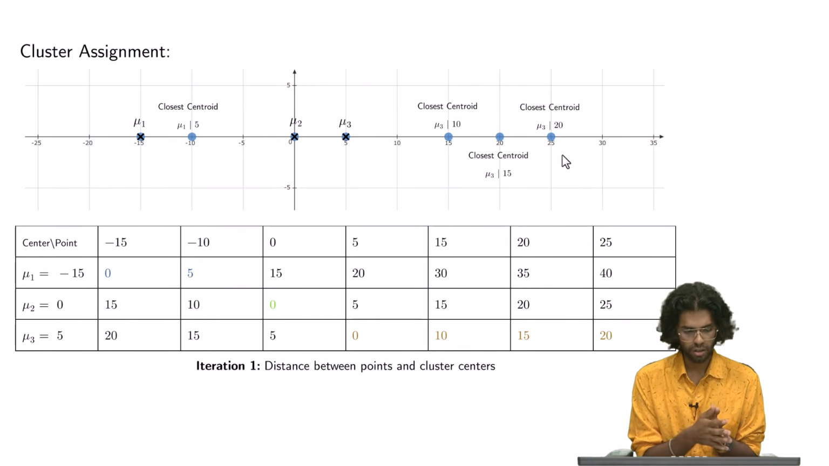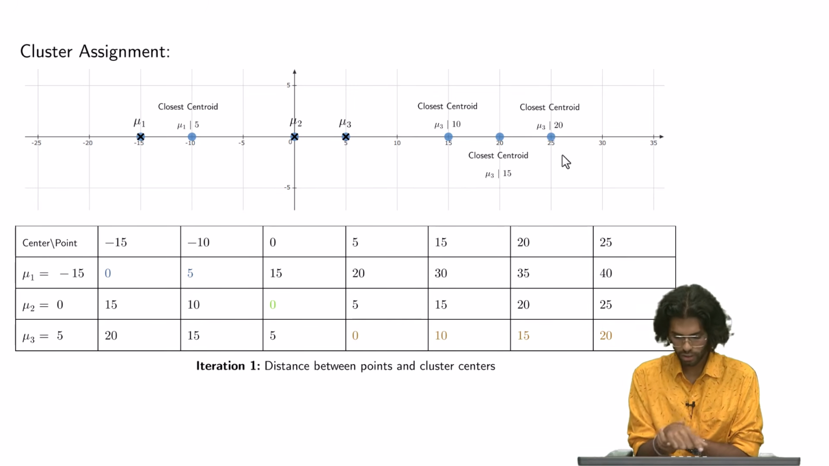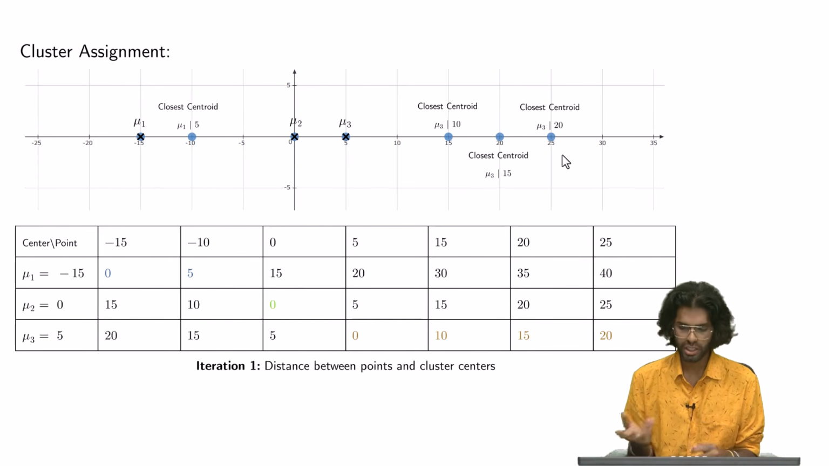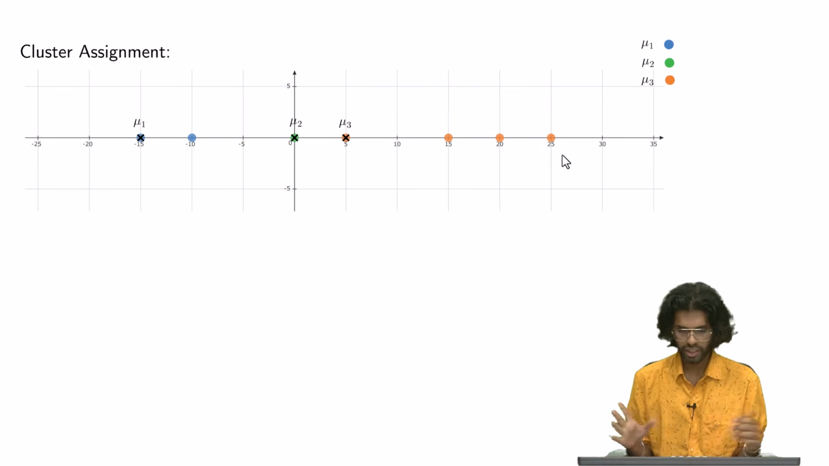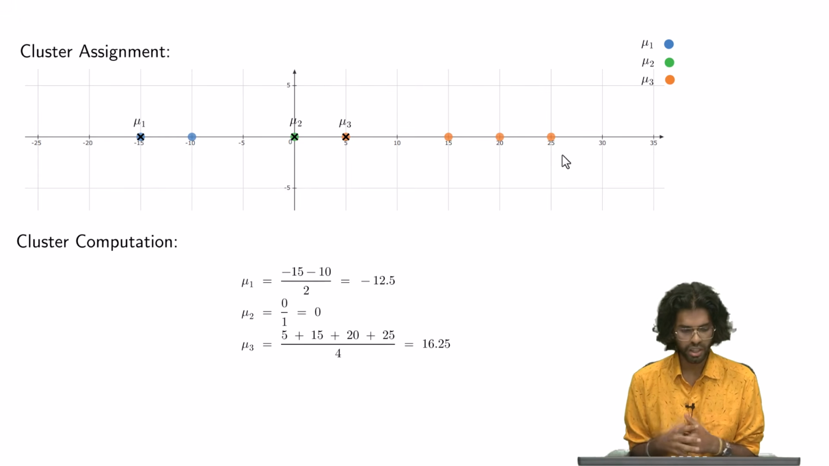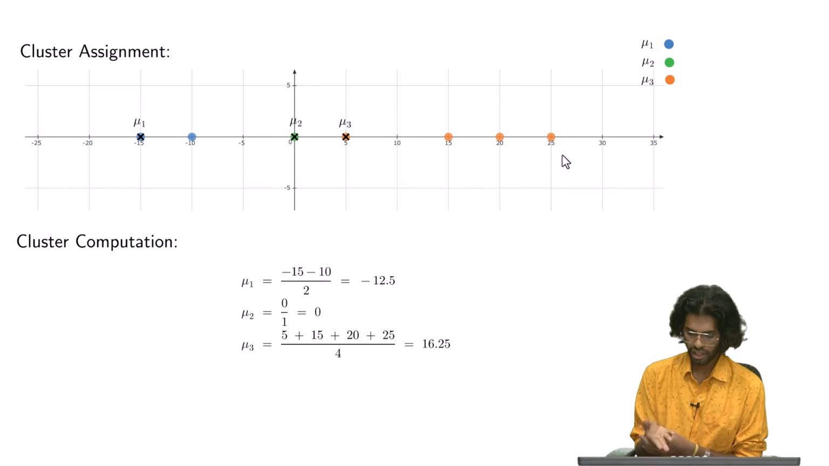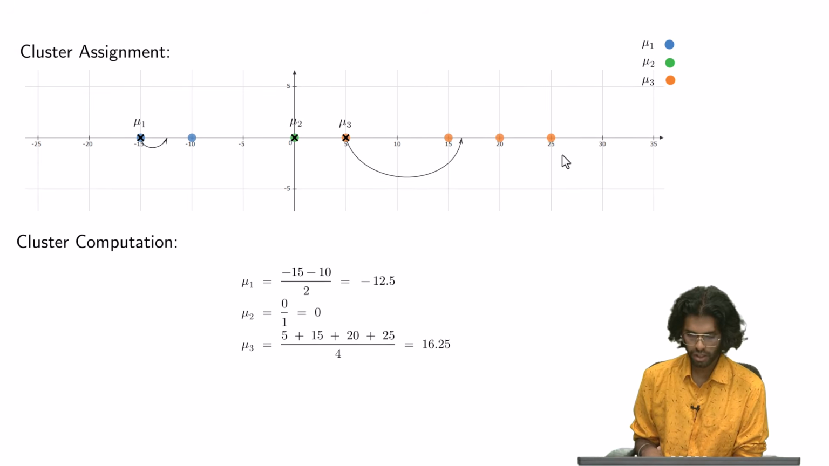So minus 15 is assigned to mu1, minus 10 is assigned to mu1, 0 is assigned to mu2, and 5 is assigned to mu3, because you can see the color shadings that correspond to the minimum distance observed for each of these centroids. We do that assignment and shade the points respectively. This is the assignment step done, and now we can move on to recomputing our clusters. For mu1 it would be minus 15 minus 10 divided by 2, mu2 would remain the same because there is only one data point in the cluster, and mu3 would be adjusted to that particular value.